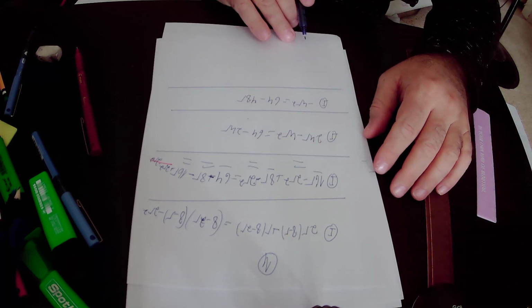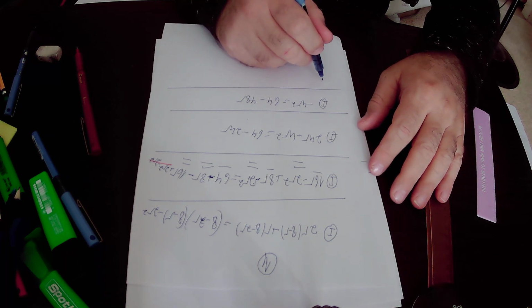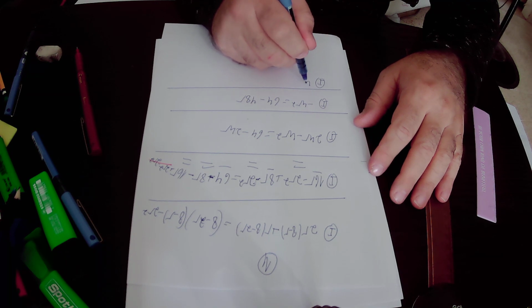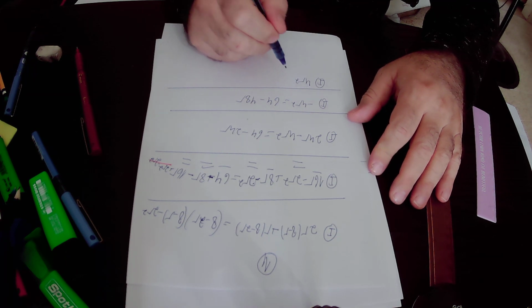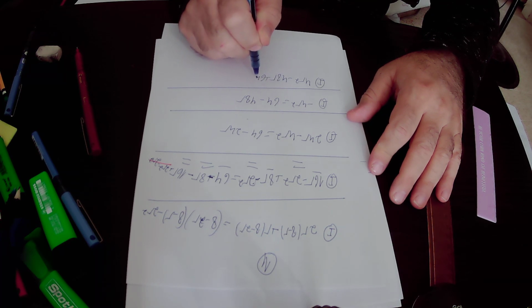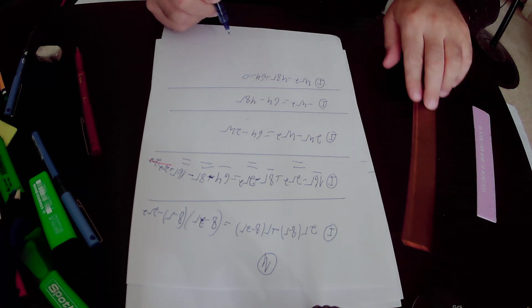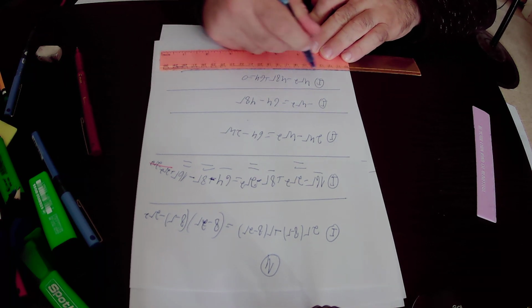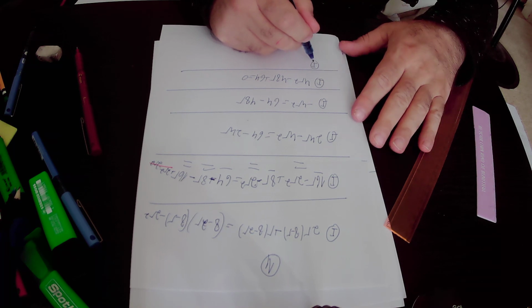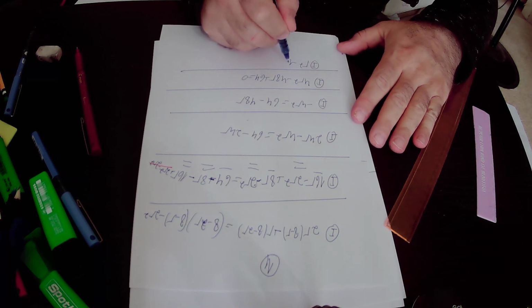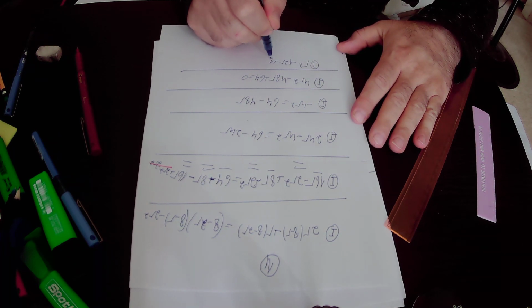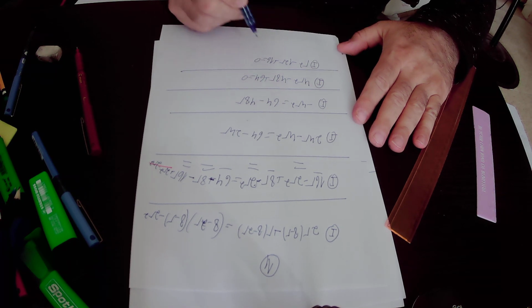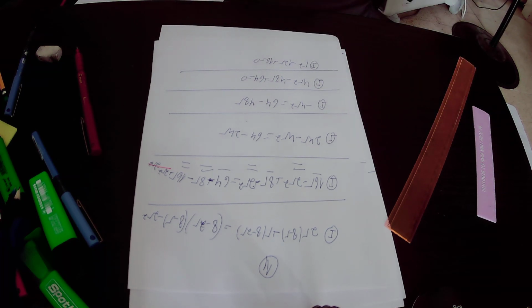We will add 4r squared to equation number 1, and we will get that 4r squared minus 48r plus 64 equals to 0. Here we divide this quadratic equation by 4, and we will get that r squared minus 12r plus 16 equals to 0.